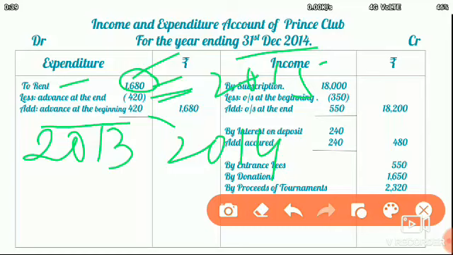So after doing the adjustment, our rent will be 1680. It will be the same amount because it is for 12 months only. So the amount will not change, but the details have to be shown in this way.